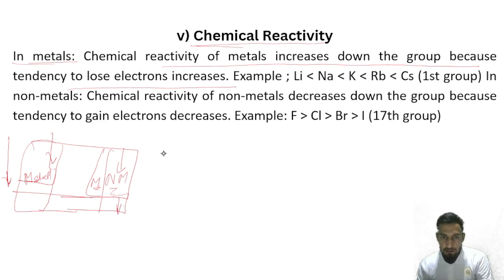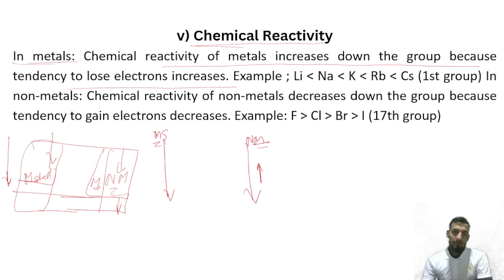So chemical reactivity increases on the metallic side and it decreases on the non-metallic side. Metallic side and non-metallic side. This was the trend of chemical reactivity. For that, you need to know what is the trend of metallic character and non-metallic character.